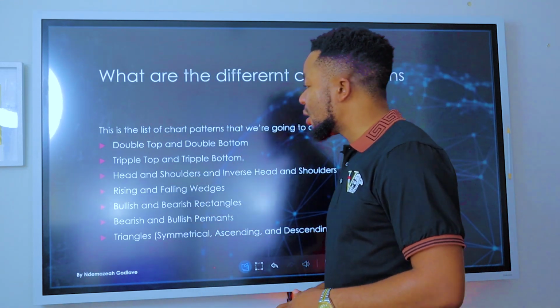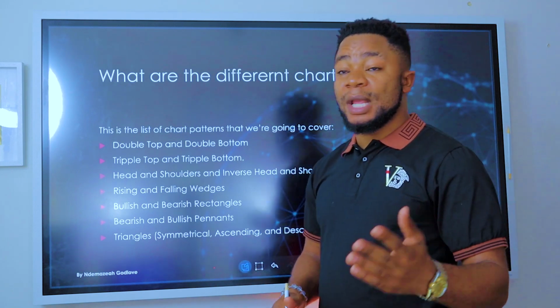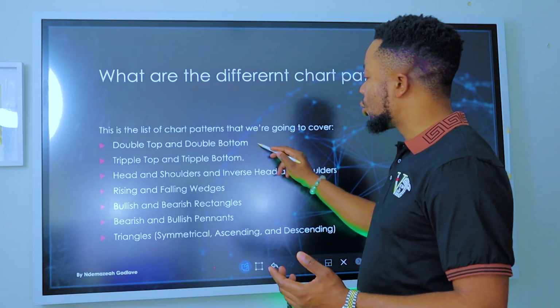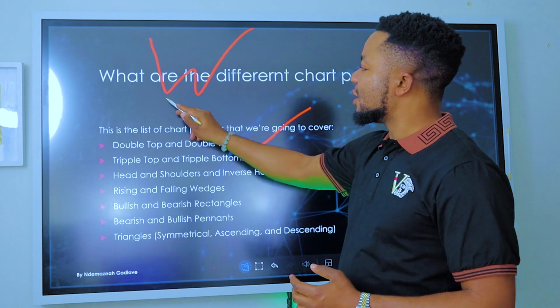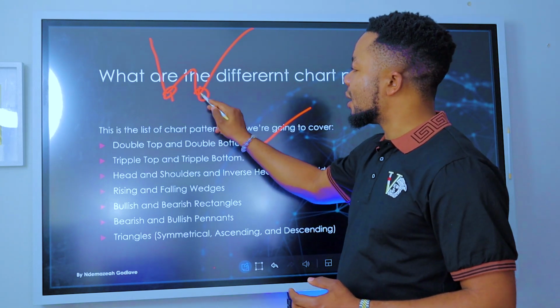So on this slide, among the different chart patterns that we have is something like double bottom, double top, which I already explained to you. You can see this is a double bottom, one bottom, the first one, and the second one.